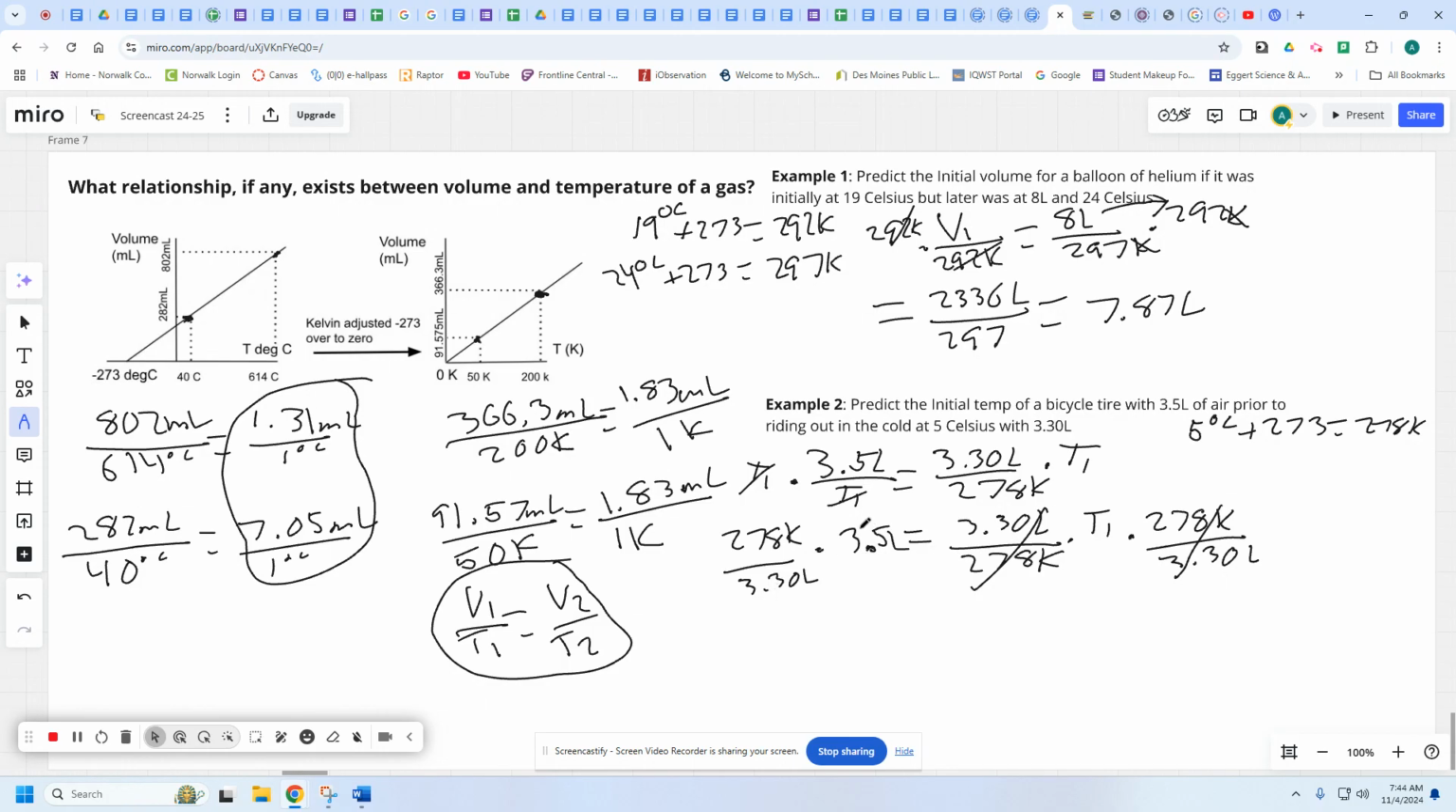And now, like we've said in class, this starts to look like a unit multiplier with the 3.5 liters canceling the liters on the denominator of the ratio. And now I'm going to do a simplification step. Bring down T1, 278 times 3.5. You guys should be getting 973 Kelvin.